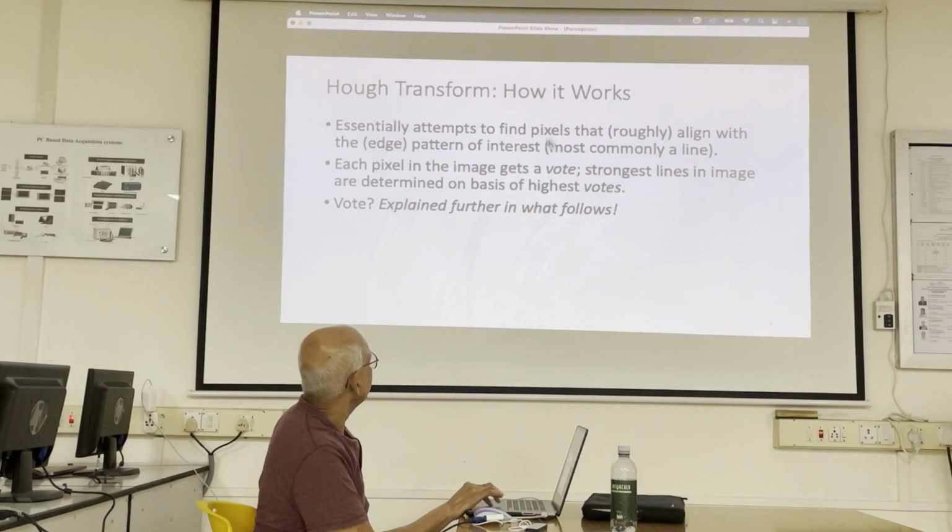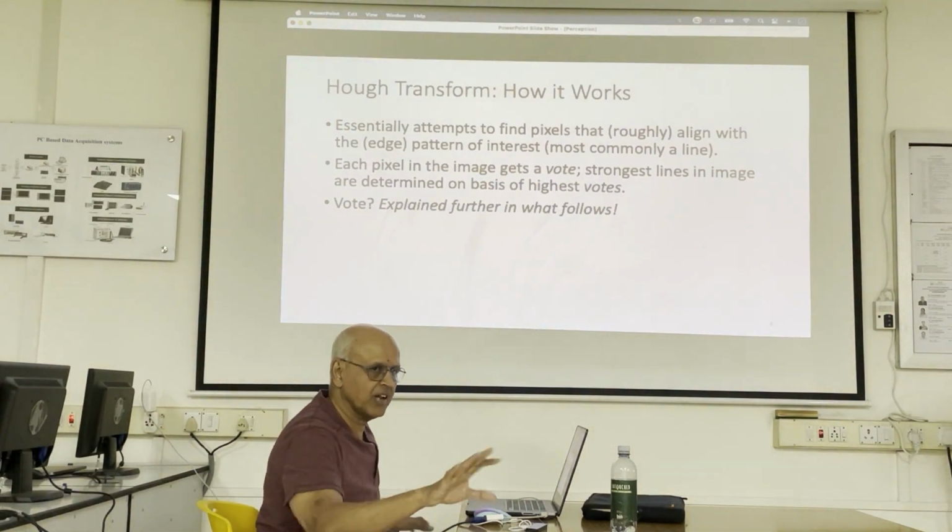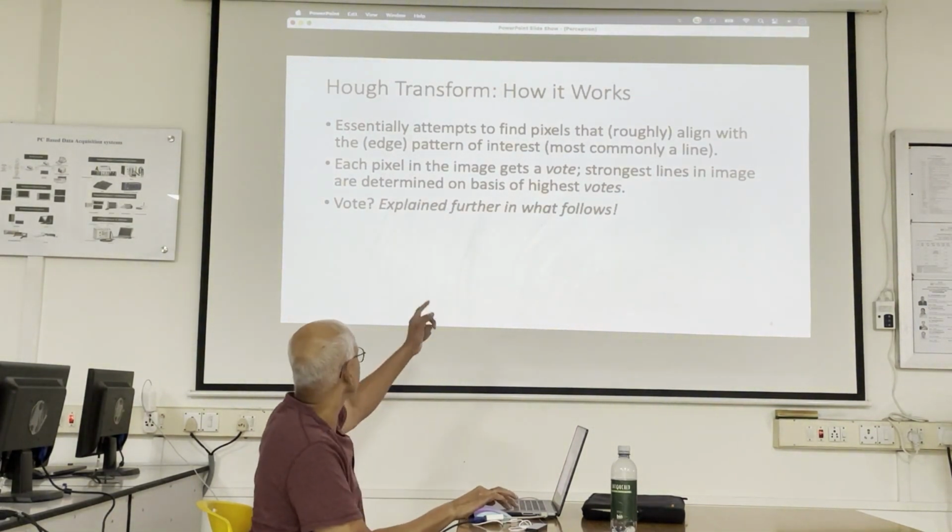So this is the broad understanding of how it works. It attempts to find pixels that roughly align with the edge of the pattern of interest. Most commonly a line is chosen. So this will make no sense to you right now. It will in a few minutes. Each pixel in the image gets a vote. And then you're going to see who gets the highest vote. I know none of this means anything right now. We'll go to the next one.